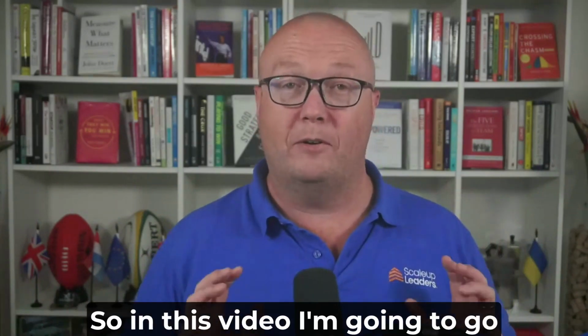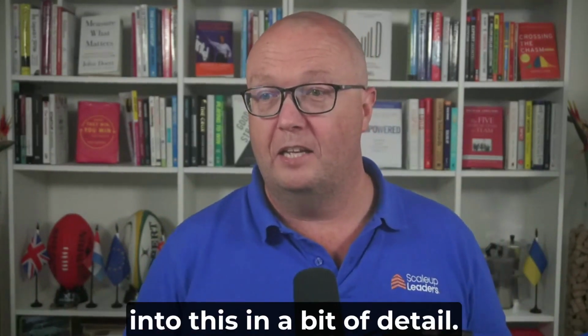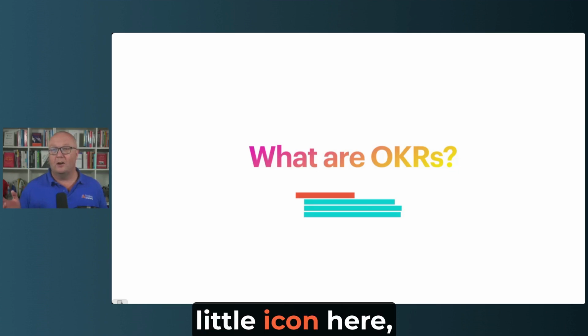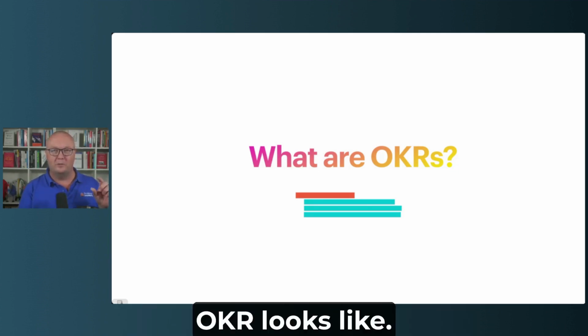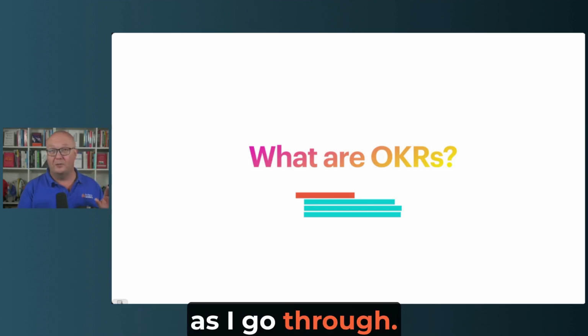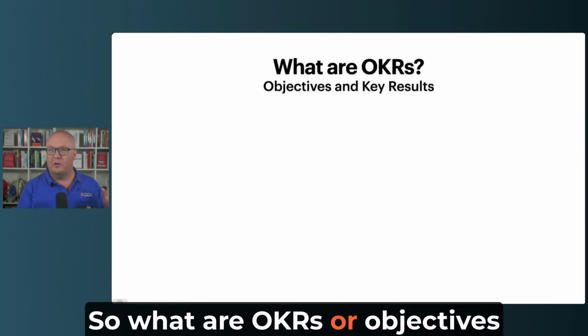So in this video, I'm going to go into this in a bit of detail. I'm going to just use this little icon here, this little diagram of OKRs, because it is an image that represents what the OKR looks like, but I'll explain that as I go through. So what are OKRs, or objectives and key results?